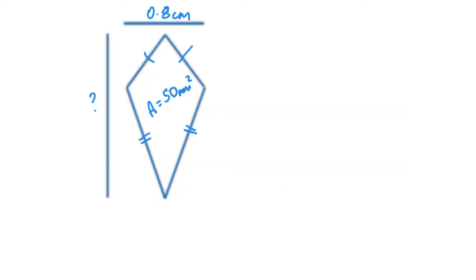And another extra example, we've got a kite and we've got the area is 50 and the width is 0.8 centimetres and we're trying to find the height. So the first thing we're going to do is change the 0.8 centimetres into millimetres, and that's going to be 8 millimetres. And then we know the area of a kite is the same as a rhombus, so it's a half times D1 times D2.